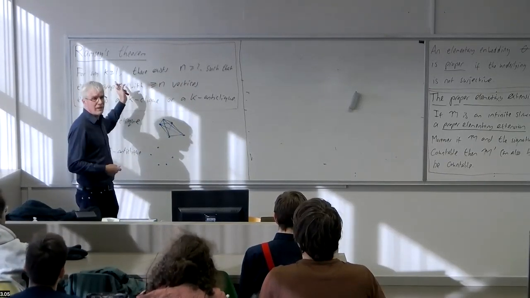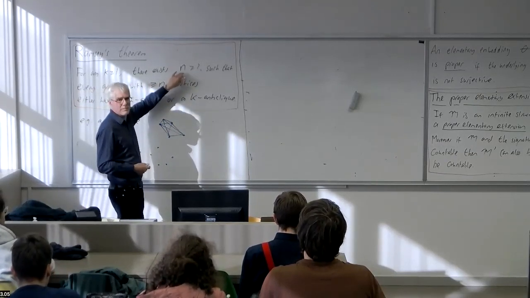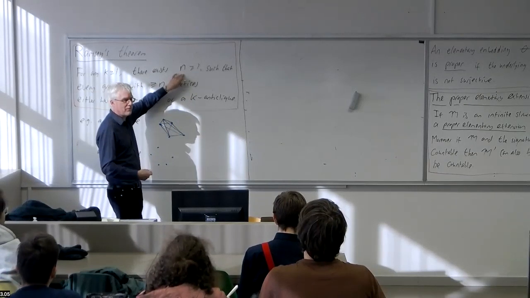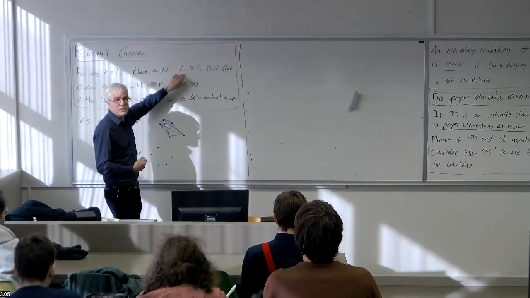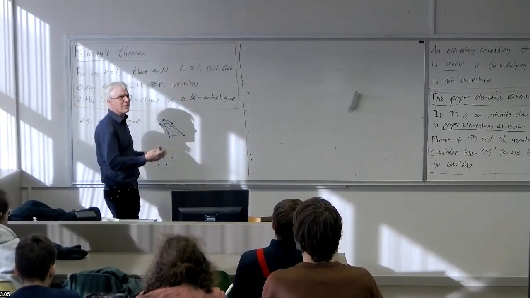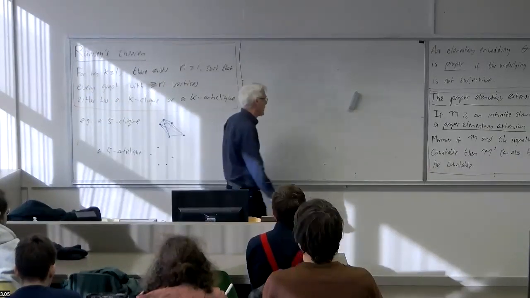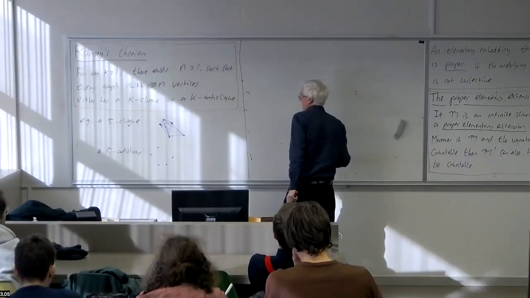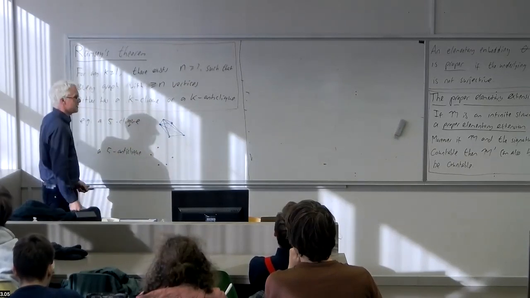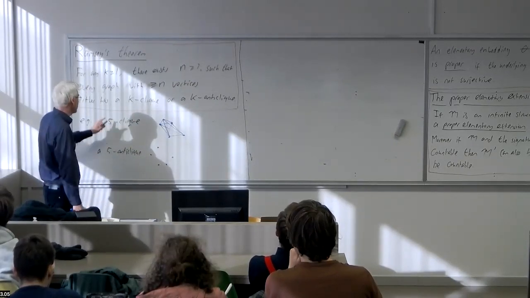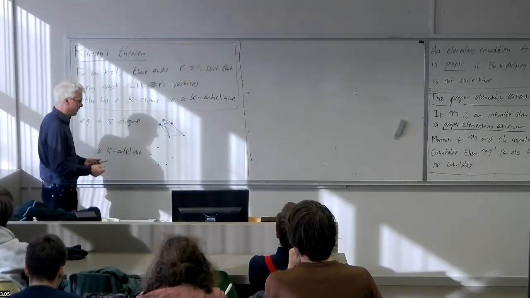For k equals 5, the precise value of the smallest number n such that a 5-clique or a 5-anti-clique exists is not known. That's an open question. It's known to be bounded between something like 44 and 48. I don't quite remember, but it's around there. Nobody knows the exact number. So it's rather a deep property, hard to get one's hands on combinatorially. Nonetheless, this is a nice theorem about graphs.